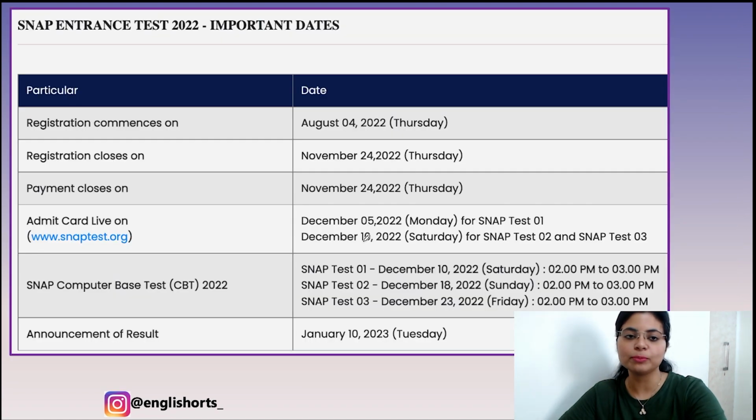So, which means no drop year in that case. What are the important dates this year? The registrations have begun on the 4th of August. They've already started. The registration closes pretty late, in November end, but I would again recommend that you fill the form ASAP and do not wait for even September.